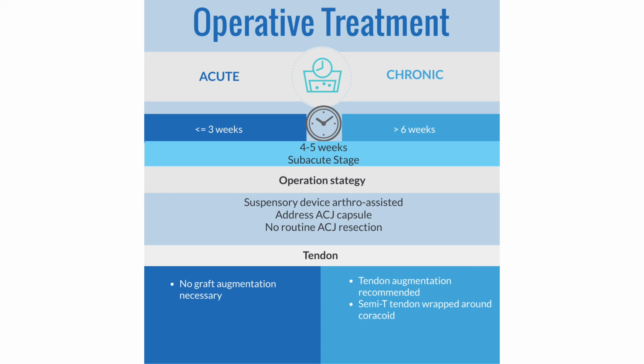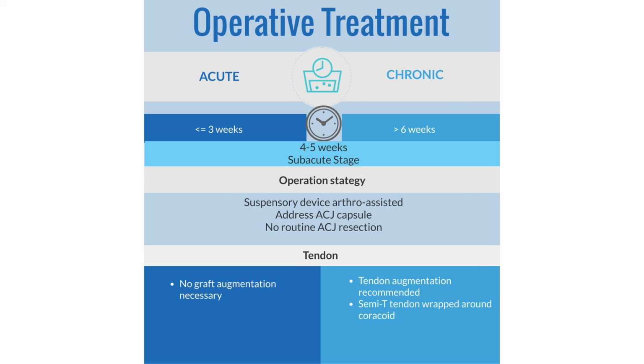So this is the overview. So we have the acute stage and the chronic. On the left side, you can see the consensus on acute, and on the right side on chronic injuries. So, as I said, less than 3 weeks is considered acute, more than 6 weeks is considered chronic. We have a subacute stage which is 4 to 5 weeks.